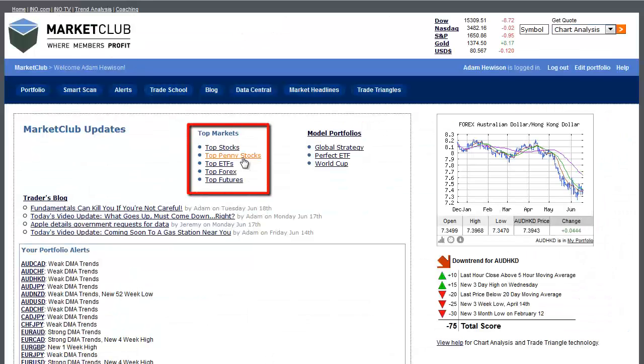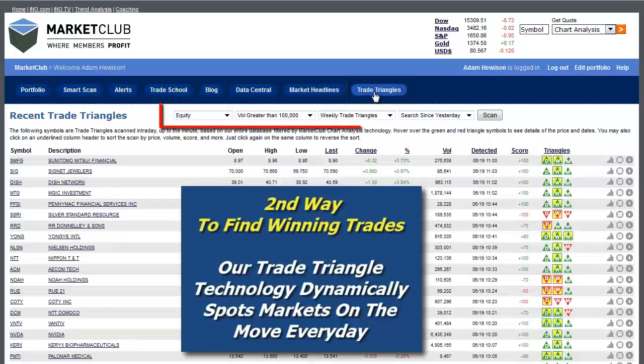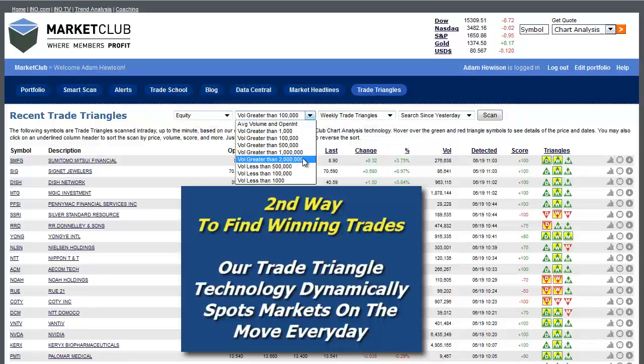Now you can look at top penny stocks, top ETFs, top Forex, top futures, for example. If you're a futures trader, we cover all the futures markets, and you'll get some good signals using our program. Now, one of the other things you can do also with MarketClub is look at our trade triangle. So this is the second of putting the odds in your favor, finding good trades. Now here it's customizable. So we could say equity markets, volume greater than 2 million. I only want to trade liquid markets.